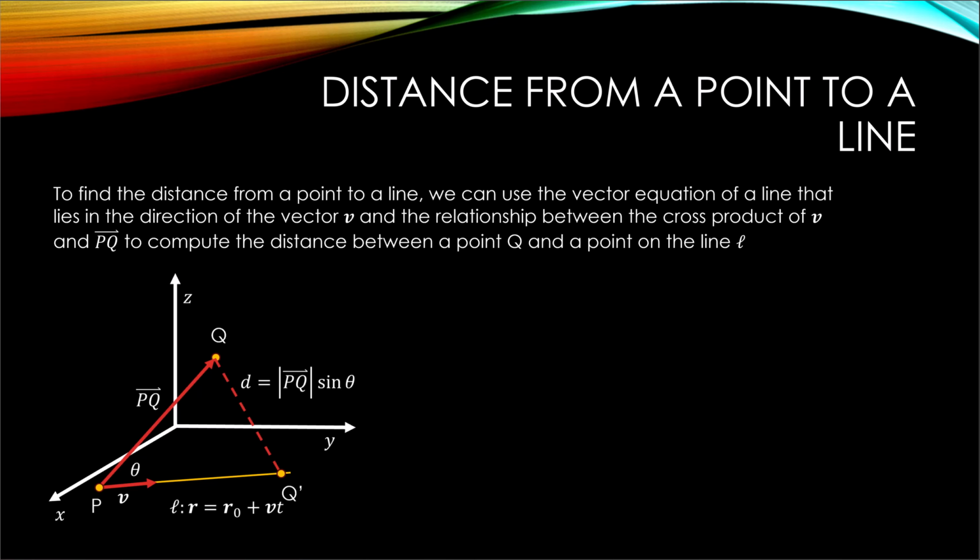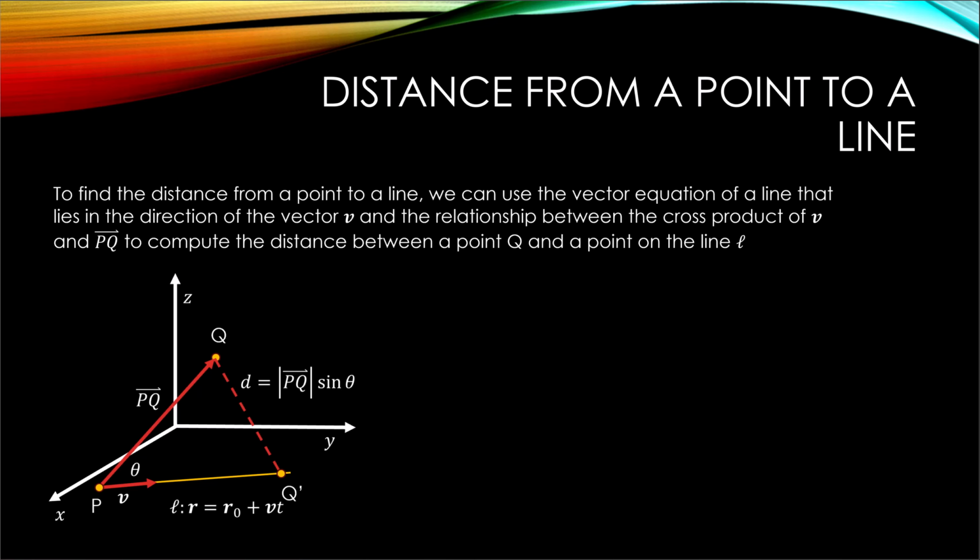kind of thing. So if I want to find the distance from a point to a line, we can use the vector equation of the line that lies in the direction of a vector v, and the relationship between the cross product of the vector v and the vector from some initial starting point of vector v to another point q that lies in space. So let's look at how we will do this.